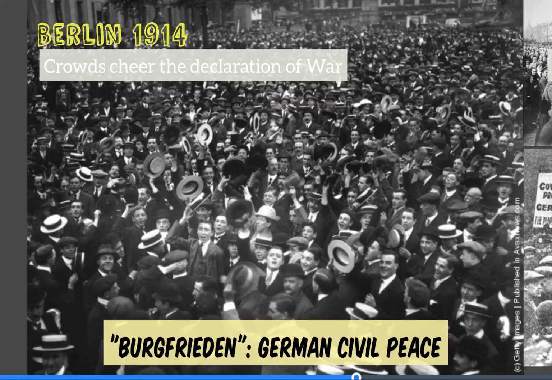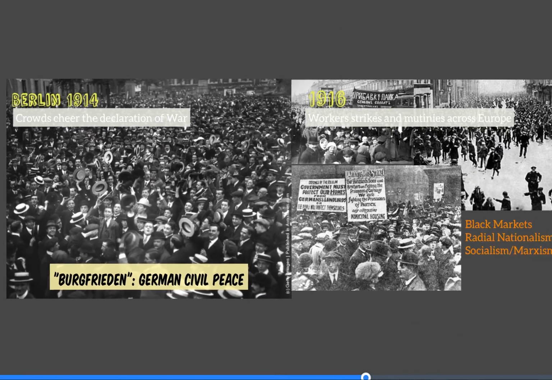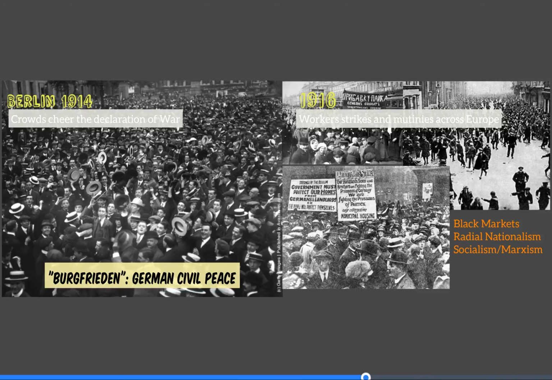So here's a picture of those crowds of 1914. People are pumped. And in Germany, they called this sentiment Burgfrieden. It was the declaration of a civil peace, that all people across classes, genders, cultures were going to come together in a totally unified nation, the ultimate nationalism, to support the war effort. And Germany went so far as to put a name on this. We declare Burgfrieden.